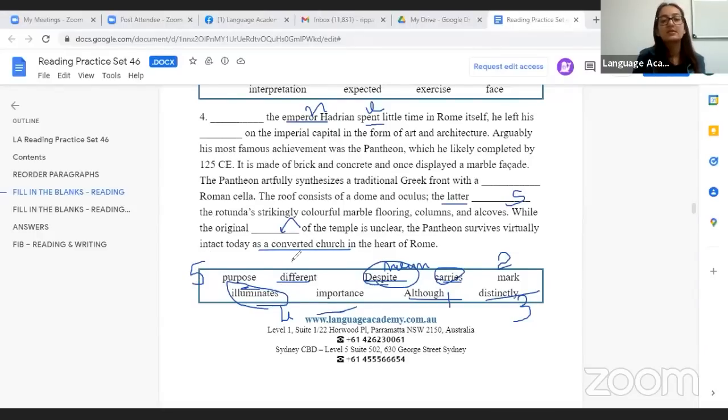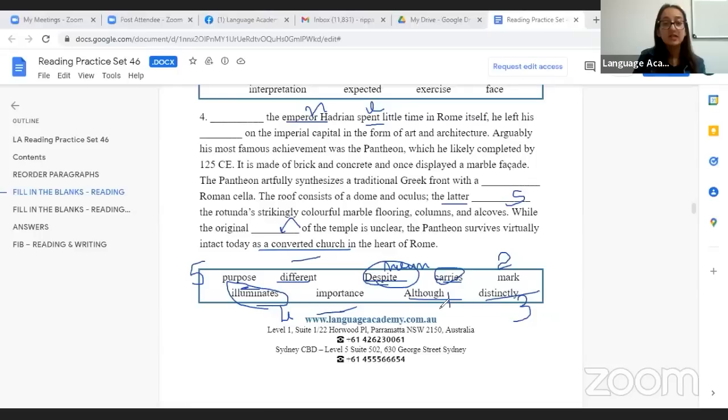We can say the purpose of building that structure is unclear. But nowadays it is a church. It is there, it survives as a church. So we don't know what purpose it was made for, but now we use it as a church. That is the purpose now. So these are the answers. Although when you have noun plus verb both, despite when you only have noun. Second, left a mark, left his, her mark is a collocation.